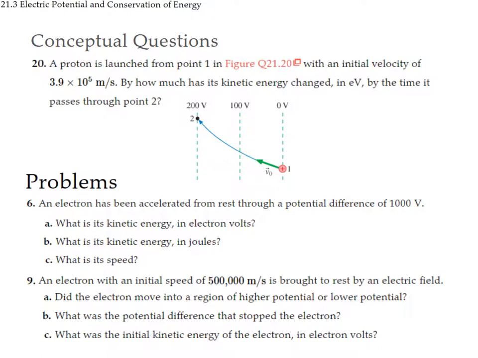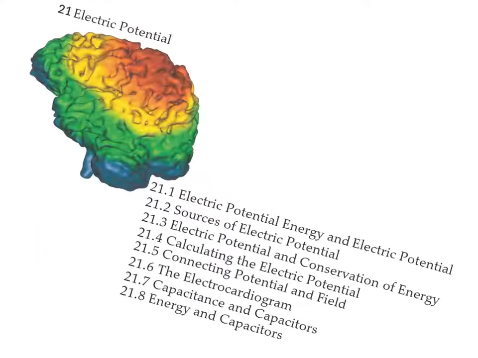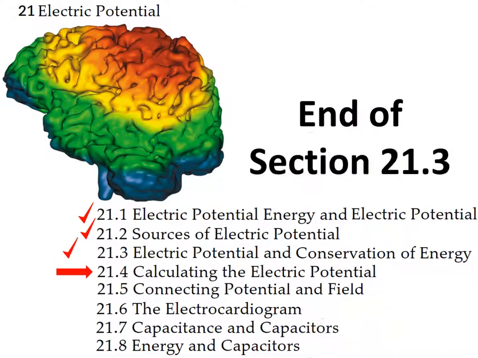And this is it for section 21.3. This is the homework: one conceptual question, 20, and problems 6 and 9. And that's it.